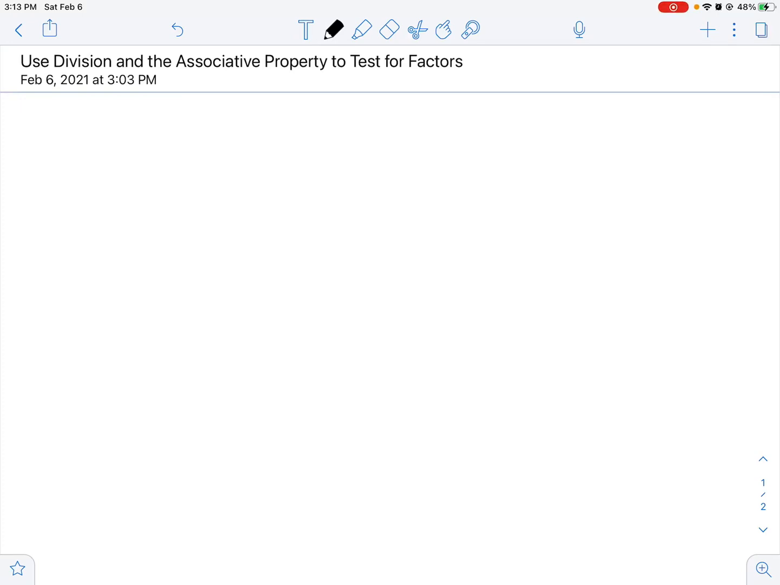Hello everybody! Today we are going to use division and the associative property to check and see if what the factors are for some larger numbers today. So just a quick reminder, the associative property. We did this last year, but we really haven't touched base on it this year, so just a quick reminder.